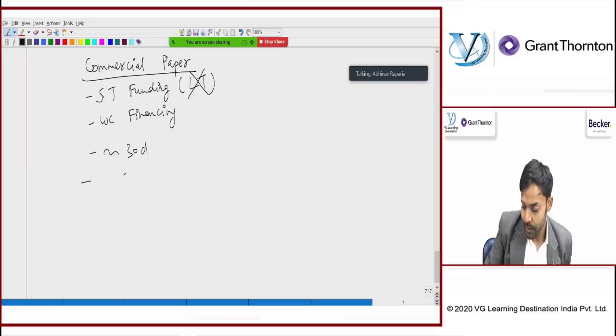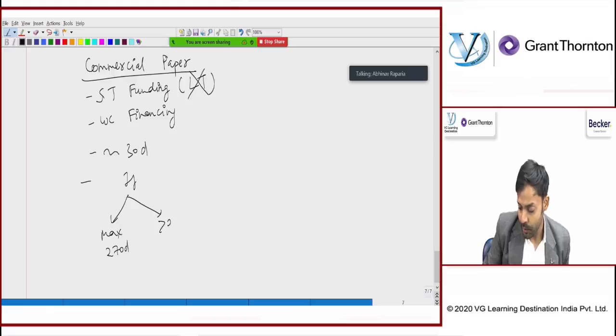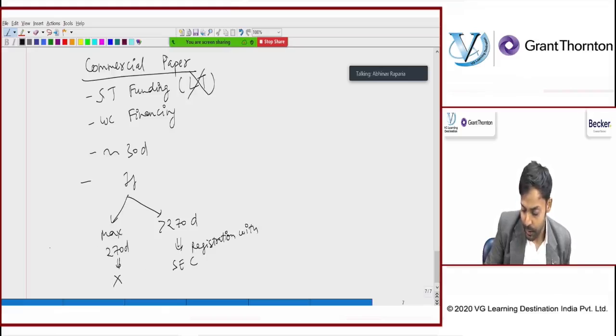If it is max till 270 days, you can issue it. If it is more than 270 days, it needs the registration with SEC. Here, no registration is required. Max meaning is going to be more or less than 270 days.